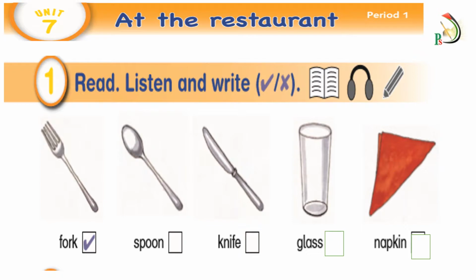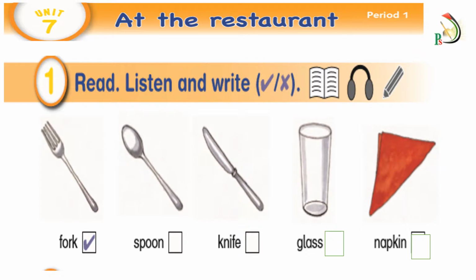Okay, let's start period 1 with activity number 1. Read, listen, and write, tick or cross. Let's read the words here together under the pictures: fork, spoon, knife, glass, napkin.